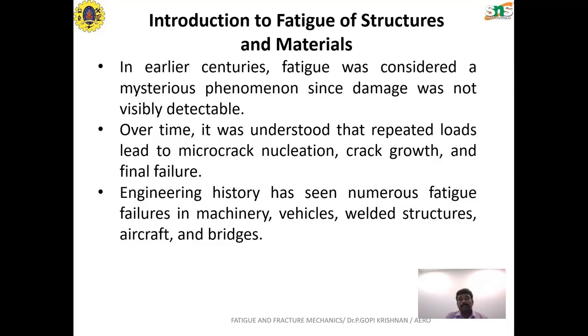Over time, scientists predicted how the fatigue load is applied over the material and what the methodology of breaking is. This led to the study of the phenomenon, and they came to conclusions such as micro crack nucleation, crack growth, and the final fracture. Engineering history has seen numerous fatigue failures in various applications such as mechanical components, machinery, automobiles, welded structures, aircraft, bridges, etc.